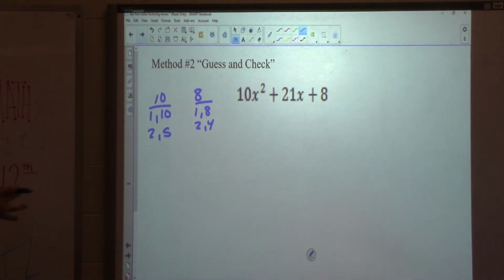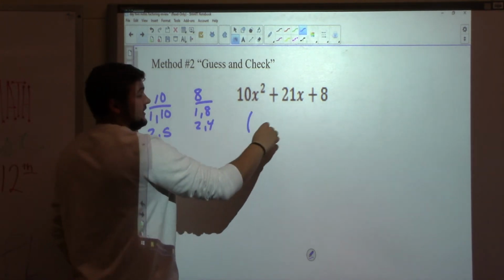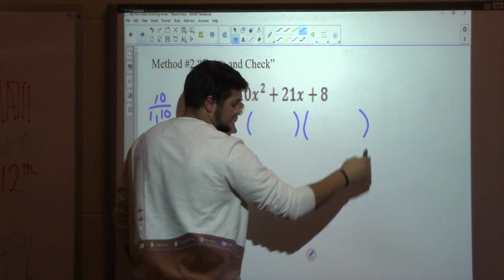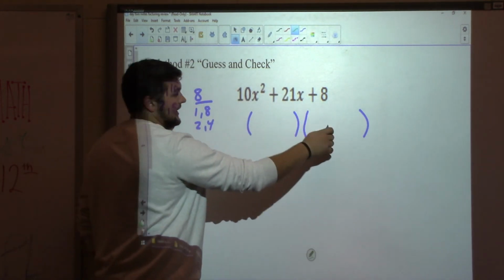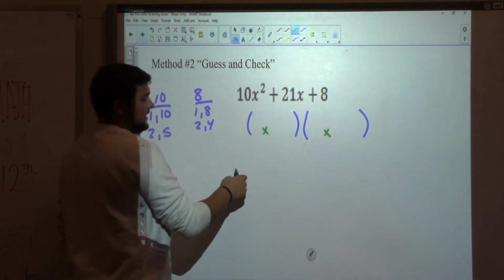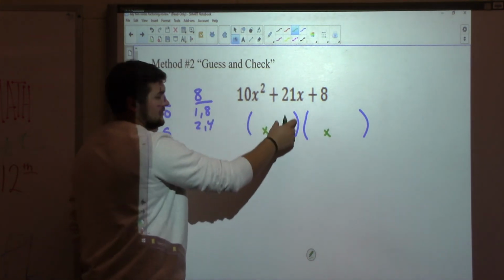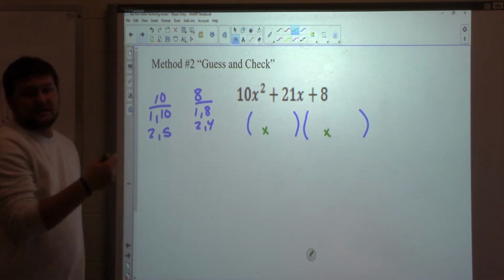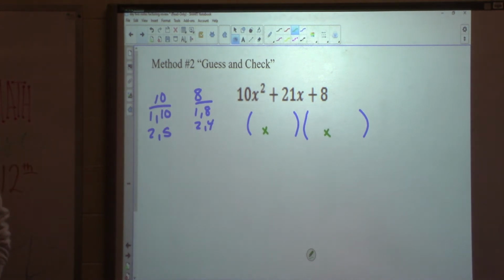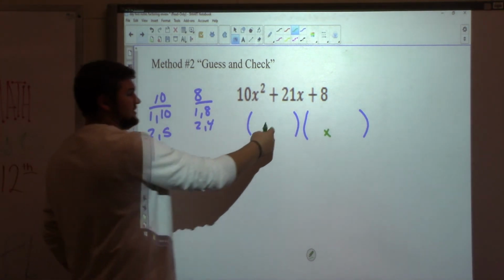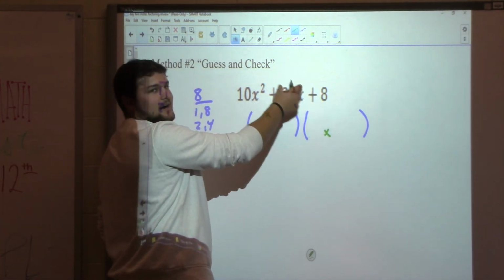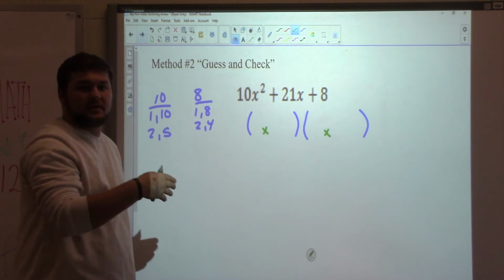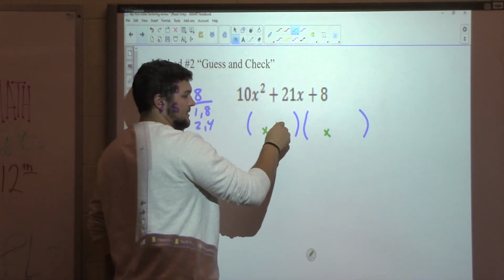Now, it's literally guessing and checking here. I'm going to take 2 factors of 10, and that's going to be my 2 x values. I'm going to take 2 factors of 8. Those will be my constants at the end. Now, before I start doing that, I'm going to think. So I got to figure out, are these going to be plus or minus inside? If I'm multiplying to a positive, adding to a positive, they should both be plus. They should both be positive, right?